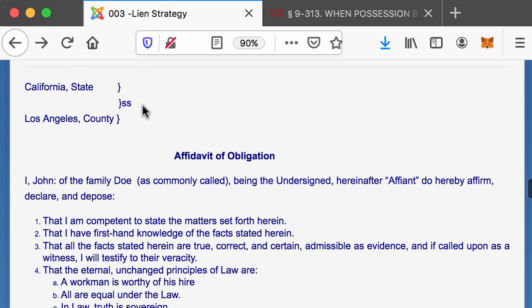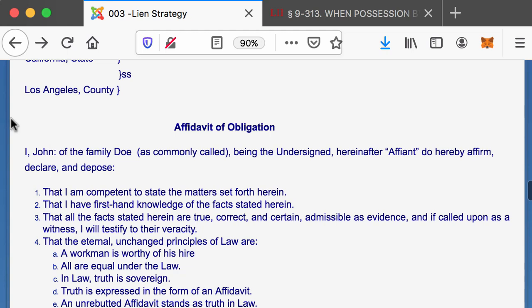California, it's expressed in the form of an affidavit. You might want to consider, underneath this caption, putting in "the common law jurisdiction of," or something like that, to reference the common law. It's just something you may want to consider. And this is the affidavit of obligation.